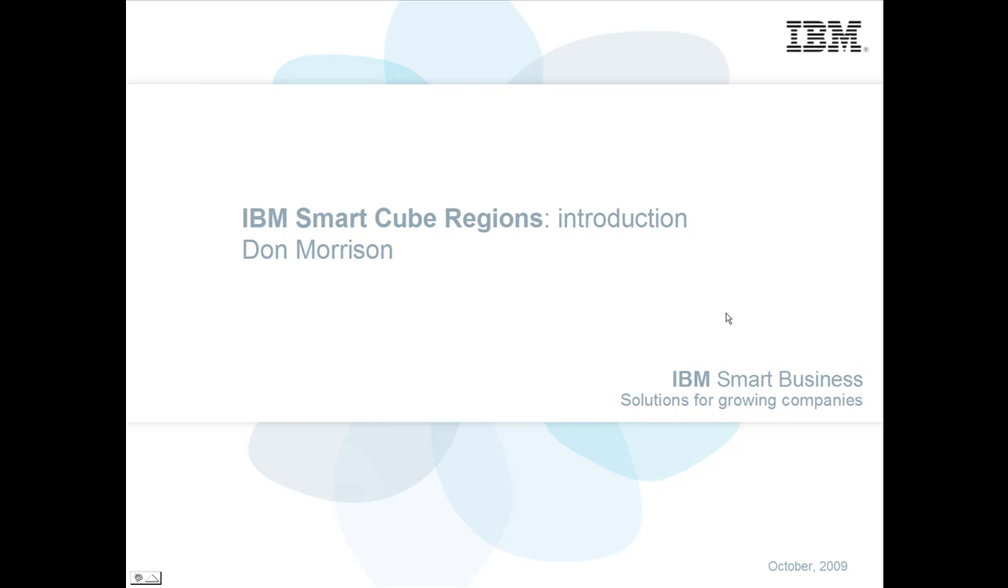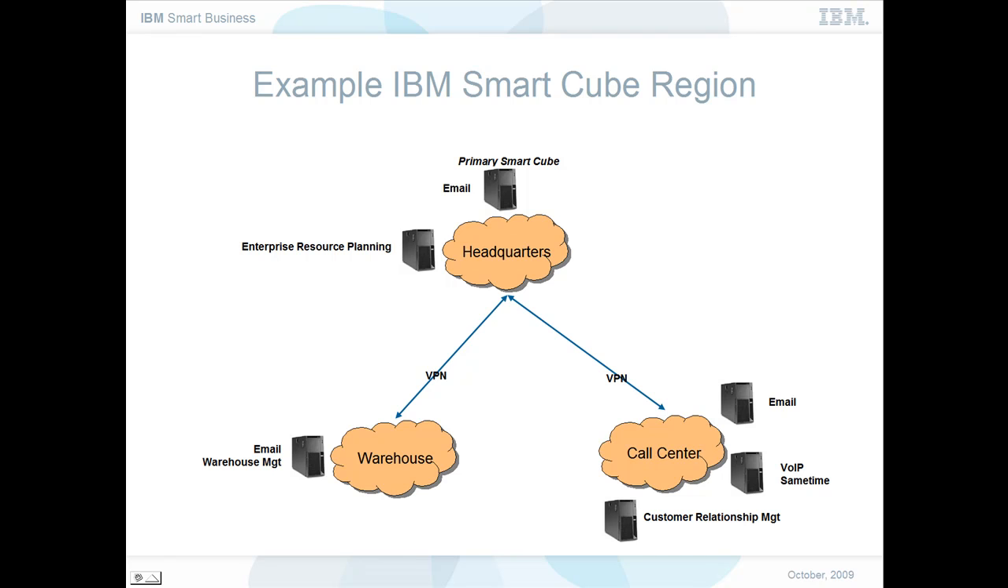In this video I'll discuss a new feature that will simplify administration tasks for customers who have installed more than one IBM Smart Cube. We call this new feature region support since it allows you to deploy your Smart Cubes across various geographic regions. But note that Smart Cube regions are flexible enough to support whatever topology works best for you. Here is an example of an IBM Smart Cube region.